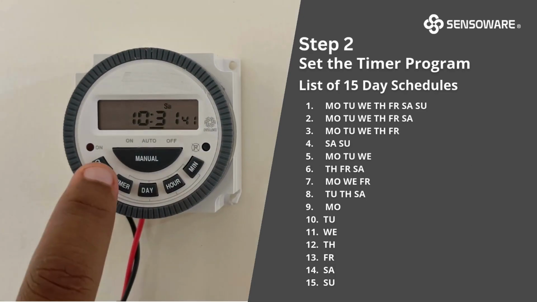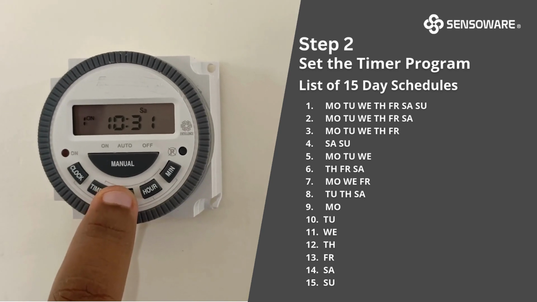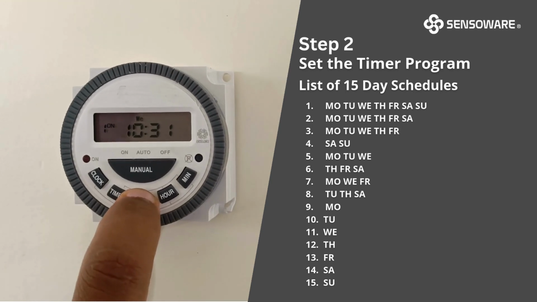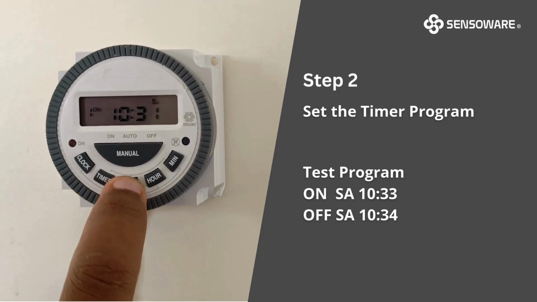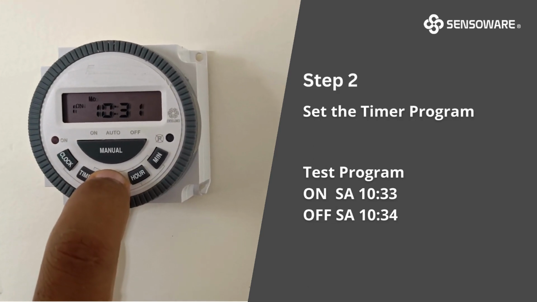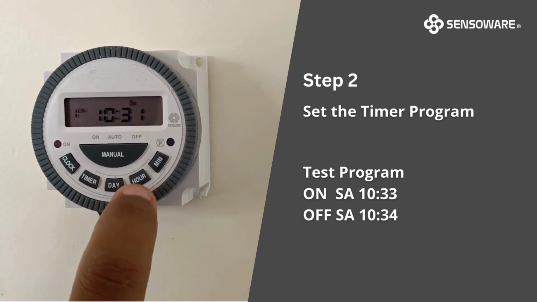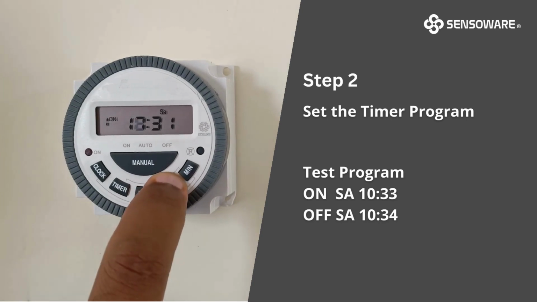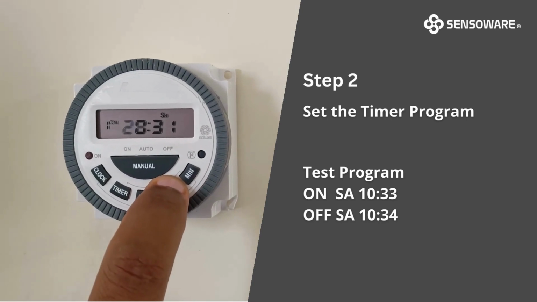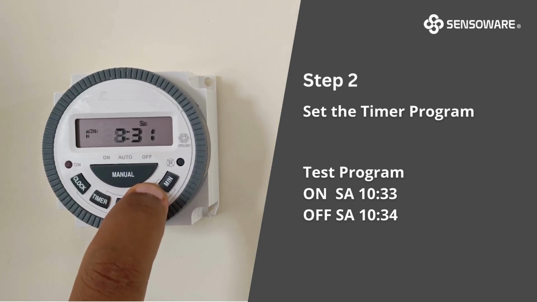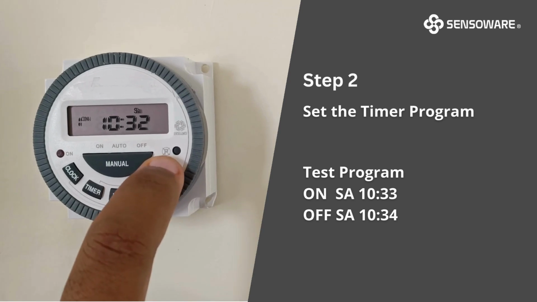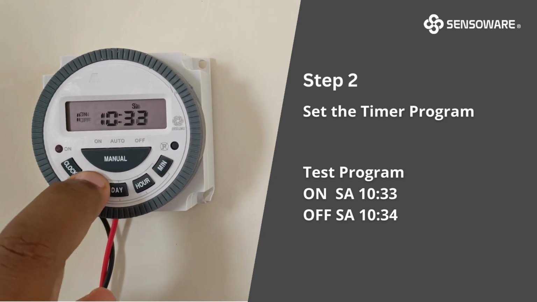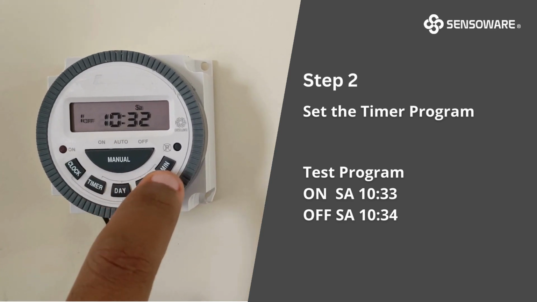Now to set the timer, press the timer button once and select your desired day combination. And now the hour in 24 hours format. And the minutes. Again press the timer button to enter the off setting of the first program.